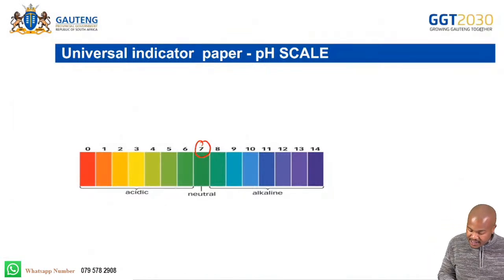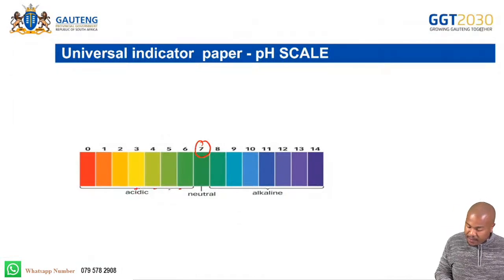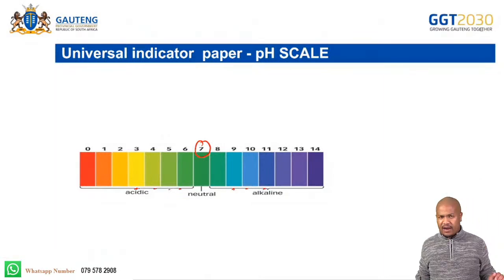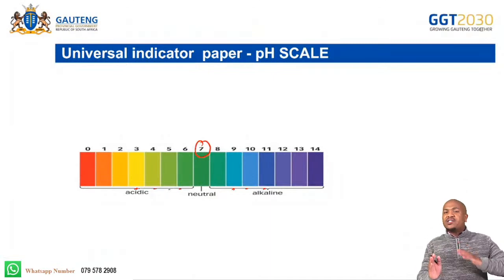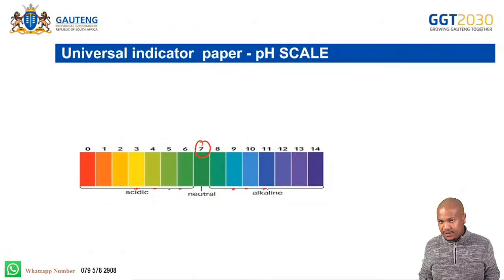If it's a weak acid, it will give us this shade of green, up until almost yellow, right? Or if it is a weak base, it will give us this shade of blue all the way to 11, right? To indicate the different levels of acidity and alkalinity.